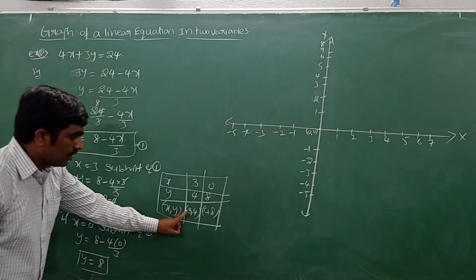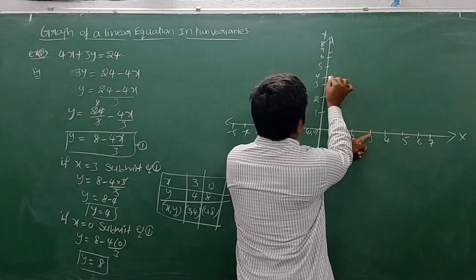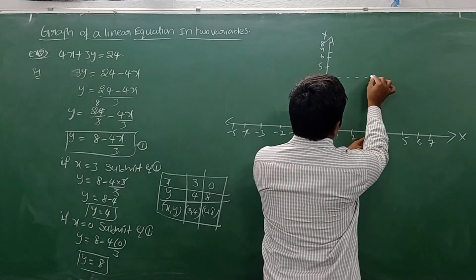Now (3, 4) we have to present. Where can we see (3, 4)? We can draw (3, 4) like this.